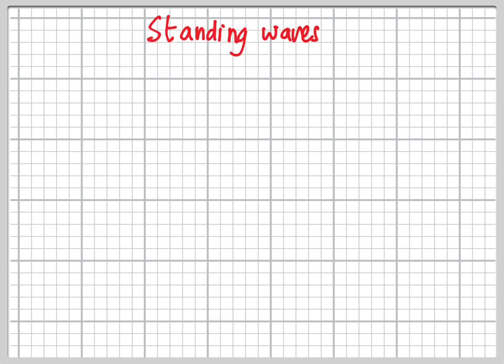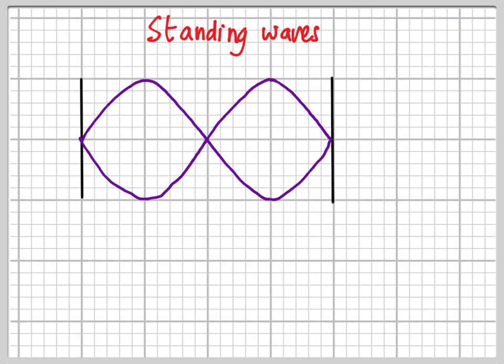Next, standing waves. Now, interference can give rise to standing waves when the two waves are traveling towards each other and have the same amplitude, travel through the same medium and have the same frequency. So the standing waves would look like this. One of the standing waves can look like this.